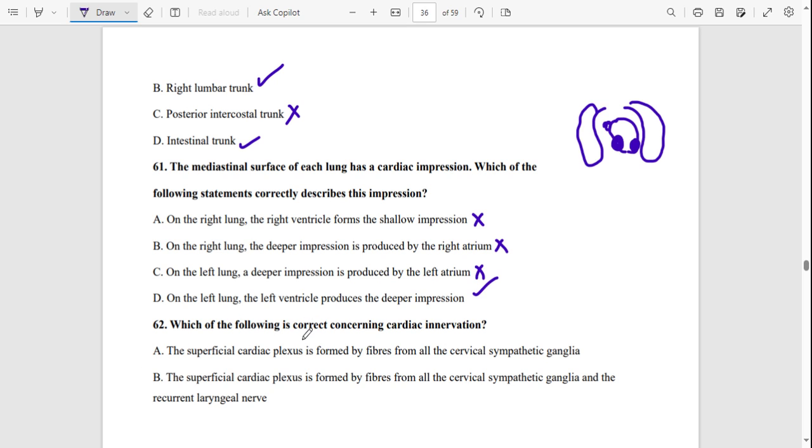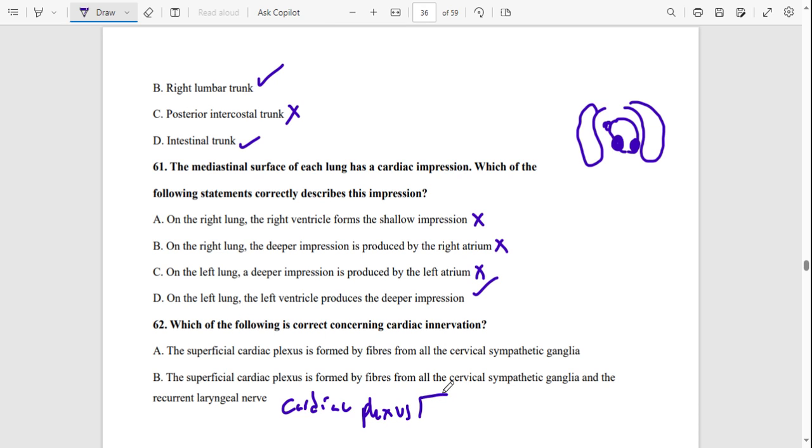62. Which of the following is correct concerning cardiac innervation? Now, the innervation to the heart is via what is known as the cardiac plexus. Now, what makes up the cardiac plexus of nerves?